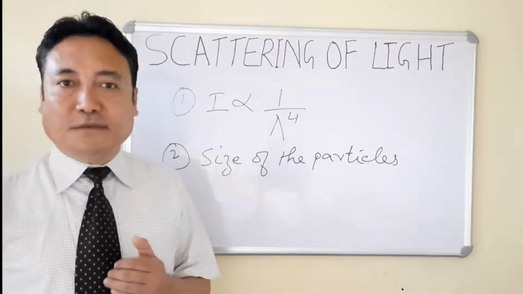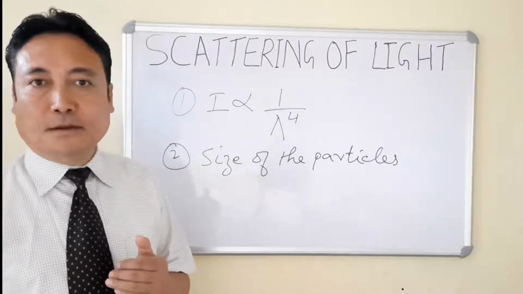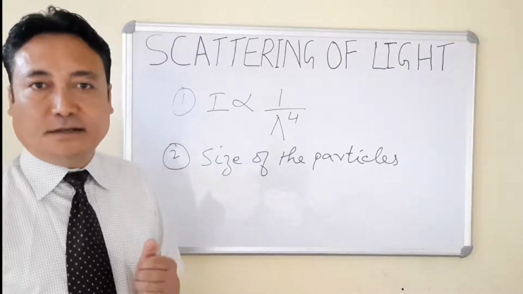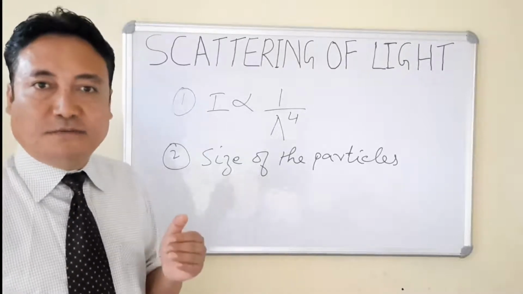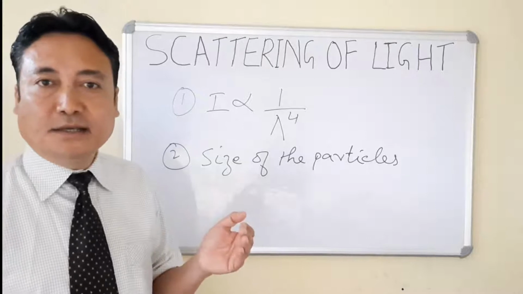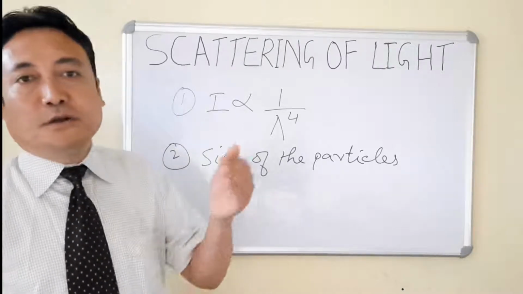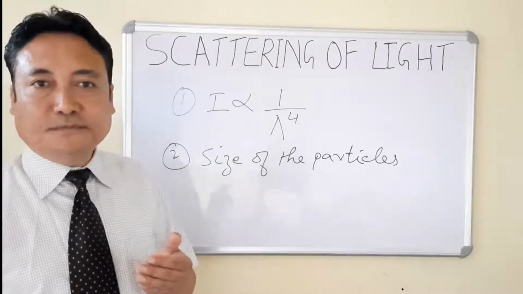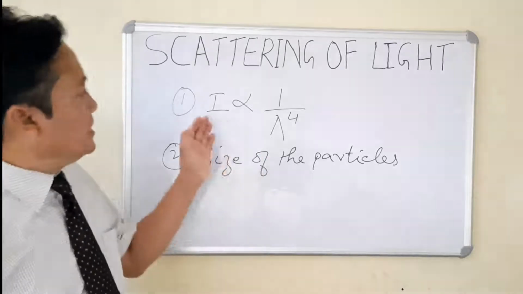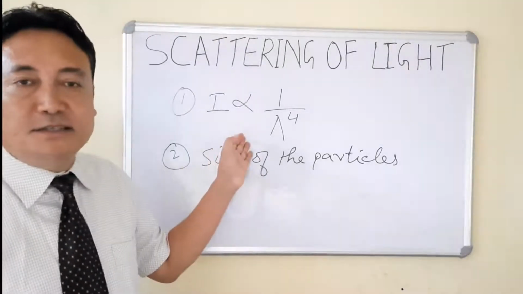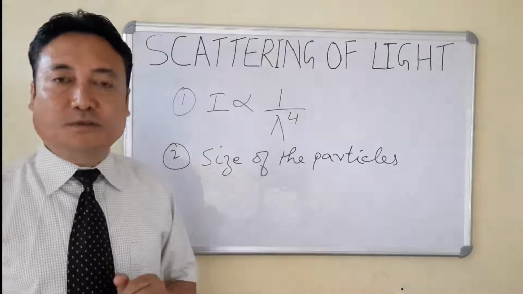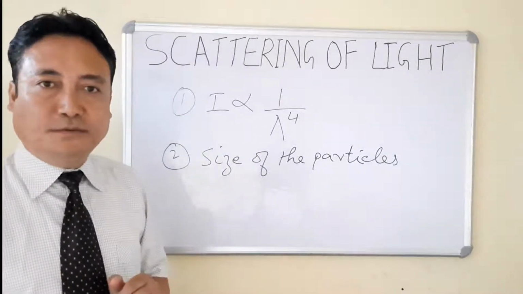Shorter the wavelength of light, more the light gets scattered. Or longer the wavelength of light, lesser it gets scattered, since the intensity of the scattering of light is inversely proportional to the fourth power of wavelength.